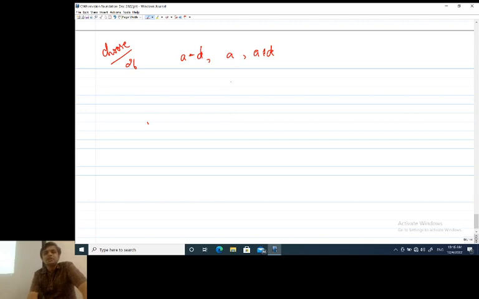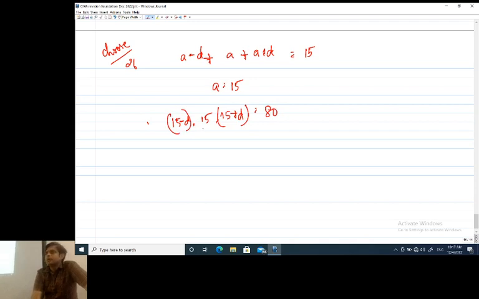So the addition of this is going to be 15. So A will be 15. I know 15 minus D, 15 plus D. These are the three terms now. Their product is given to be 80. Okay, so 15 அந்த பக்கம் எடுத்துட்டு போயிடலாம், or you can cancel it off. You will get 3, 16.